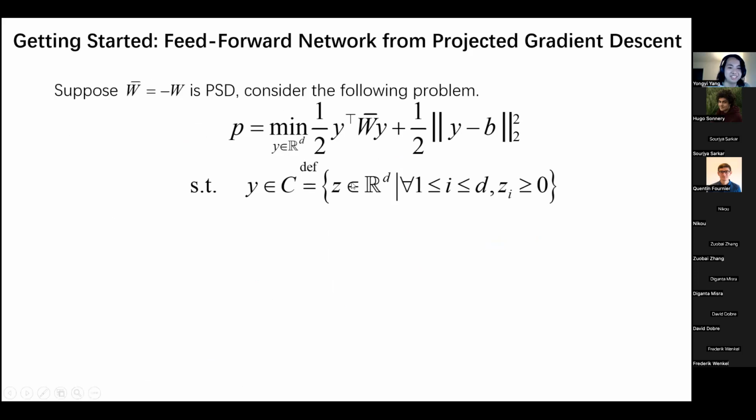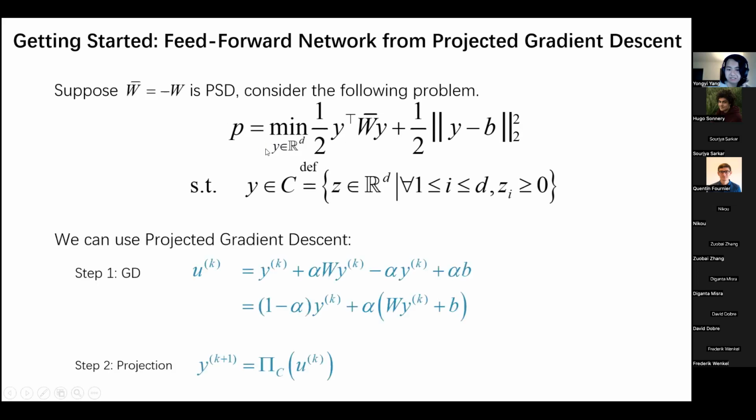But anyway, consider this. Suppose we have a matrix W bar which is PSD, and we have this objective function and this constraint. We want to optimize y, which corresponds to our hidden representation in the deep learning model. This is basically a convex optimization with a convex constraint.